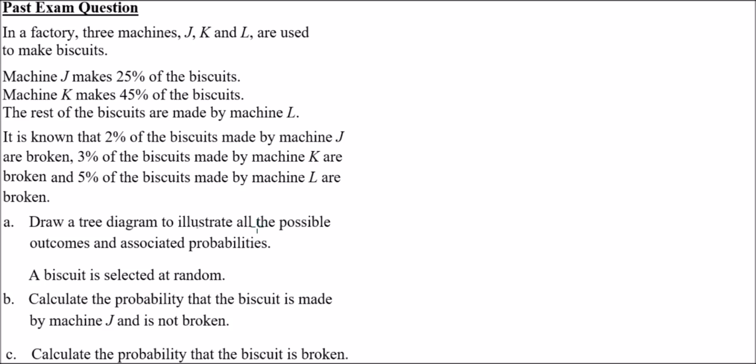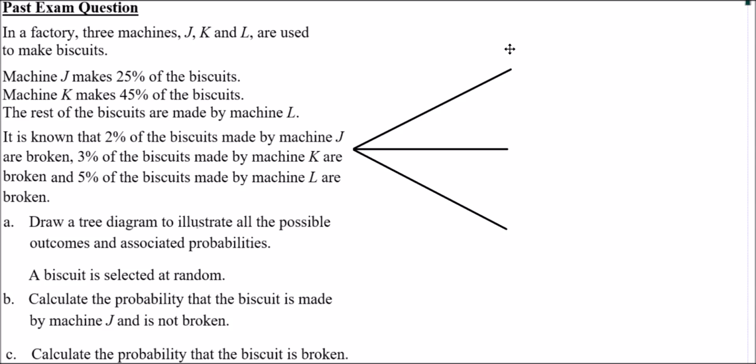First of all, we're asked to draw a tree diagram to illustrate all the possible outcomes and associated probabilities. So one thing we're going to need is the first set of branches, which needs to be 3 branches, 1 for J, 1 for K, 1 for L. And so, like I say, each of these relates to the different machines. So J, K and L. So this first branch is here to represent the probabilities of a random biscuit being made from either J, K and L. So the probability of biscuits made from J is 25%, which is 0.25. 0.45 for K, and for L it's 0.3.